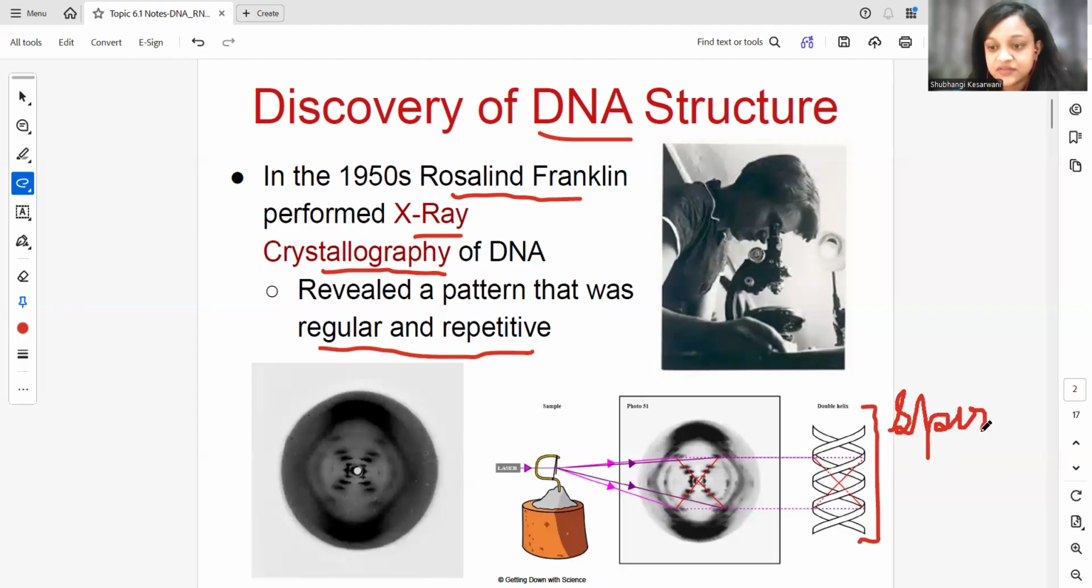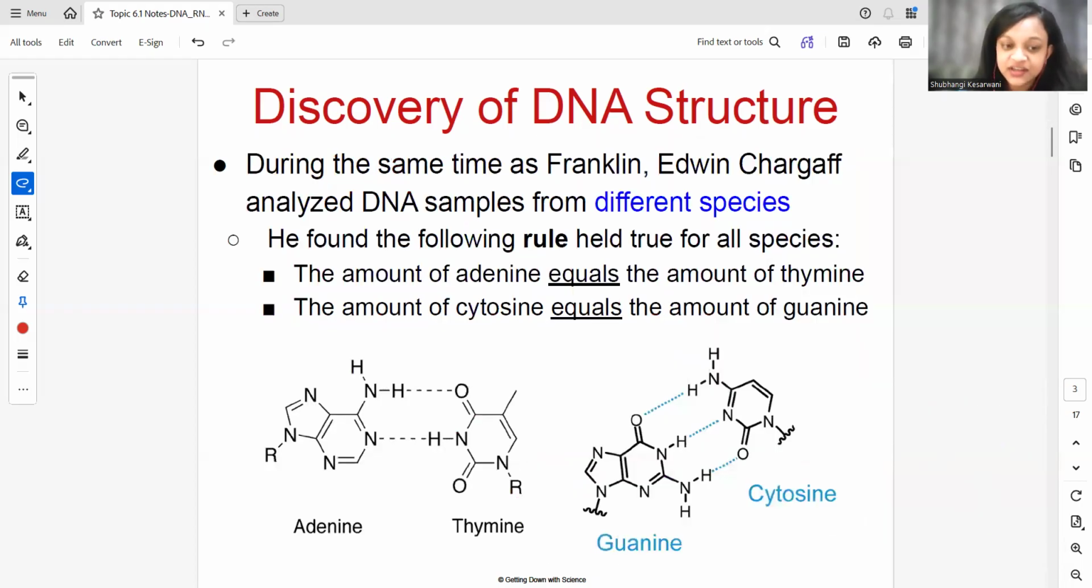You know what is a spiral shape? It was like this. That's how a spiral looks. Understood?